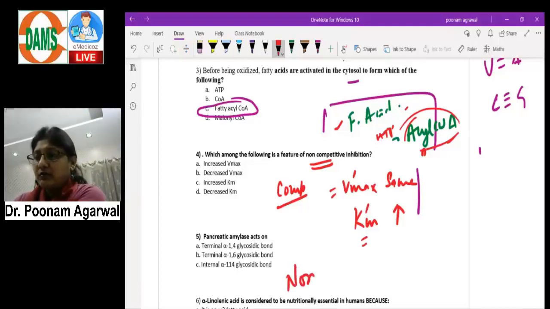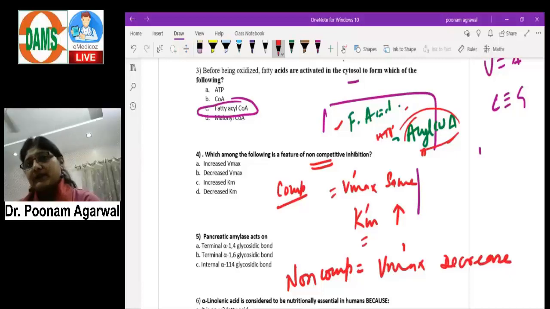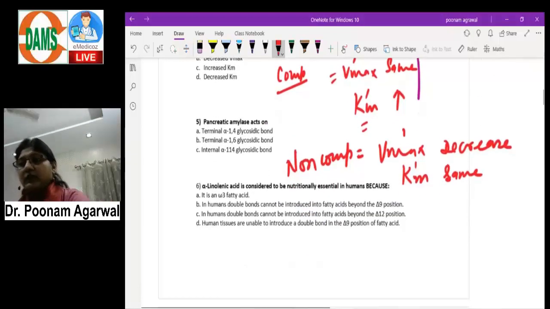When we say non-competitive inhibitors, the specific characteristic is that they act in such a manner that the apparent Vmax is going to decrease. But to get half of that new lower velocity, the amount of substrate is going to be the same. So Km remains the same.